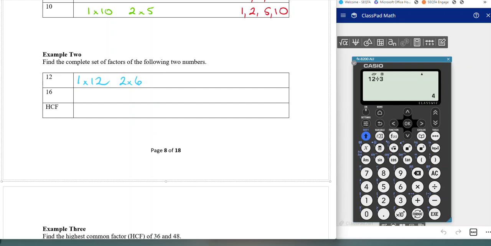Oh, my pen's just stopped working for a second. So go 3 times 4.